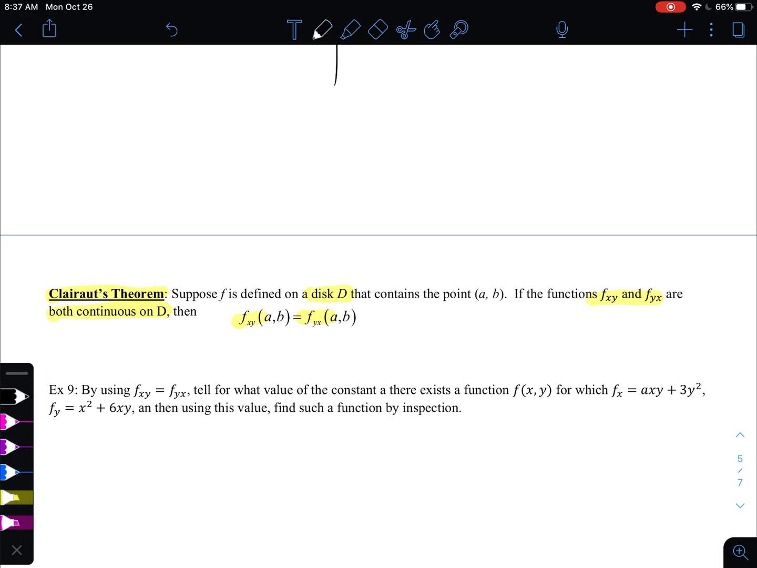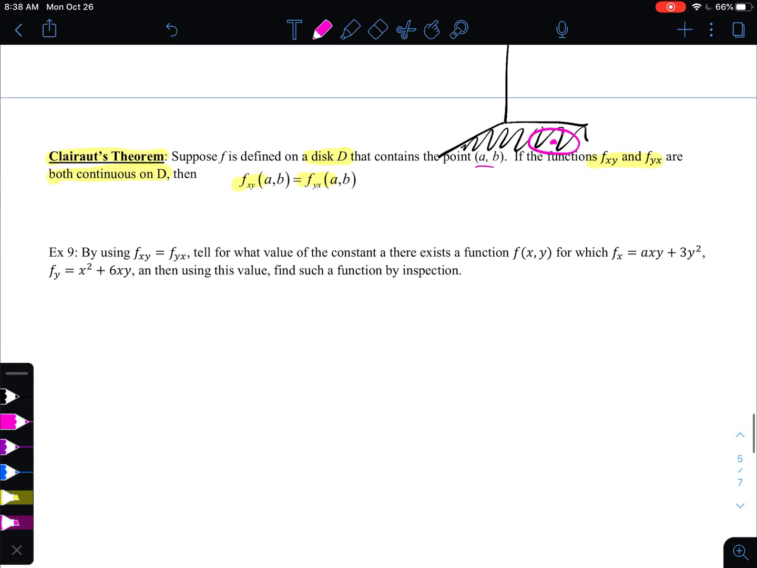Okay, so if you remember the pictures from the last lesson, we talked about how the domain of a 3-dimensional function could be an area in the xy plane, and maybe you're only looking at a small circle around a specific point. Okay, so if it's defined on the disk that contains this point, and these 2 mixed second partial derivatives are both continuous, then they should be equal.